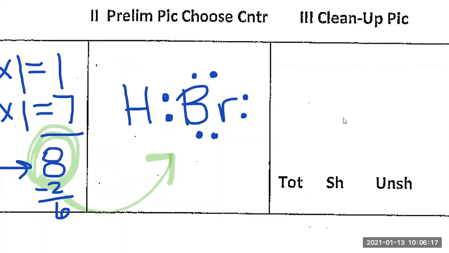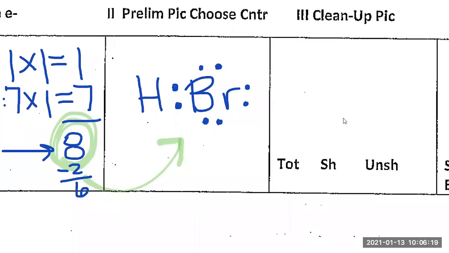And then we can double check ourselves. Does everybody satisfy the octet rule? Well, hydrogen only wants 2, and yes, it has 2. Bromine wants 8, and yes, it has 8. And did we place all 8 of the electrons over here in our drawing? 2, 4, 6, 8. Yes, we did. So we're done.